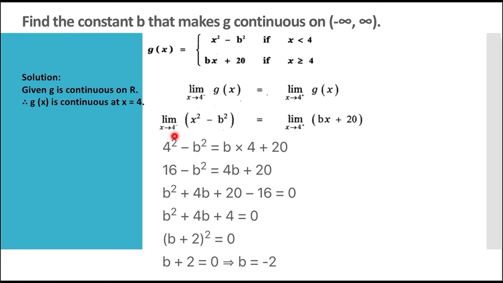Now, we can substitute 4 instead of x. So, 4 square minus b square is equal to b into 4 plus 20. 4 square is 16 minus b square is equal to 4b plus 20. So, we can make a quadratic equation: b square plus 4b plus 20 minus 16 is equal to 0. So, b square plus 4b plus 4 is equal to 0. We can write it as b plus 2 the whole square is equal to 0. So, b plus 2 equal to 0 and hence b is equal to minus 2.